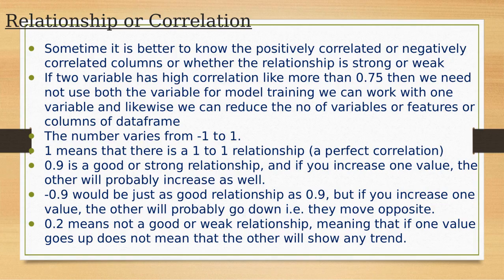For example, shoe size and exam marks, employee ID and salary. Strong negative correlation, -0.8 or -0.9. A value close to -1 indicates a strong negative relationship. When one variable increases, the other tends to decrease. For example, vehicle speed and travel time, price of a product and customer demand.